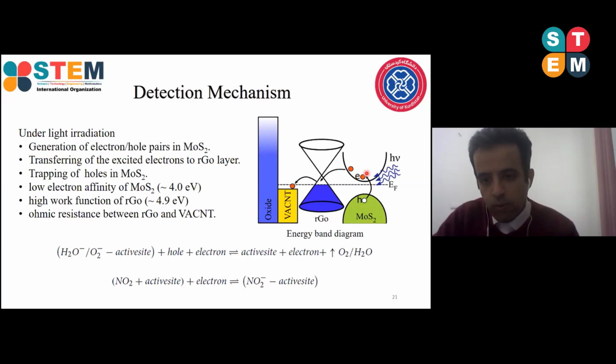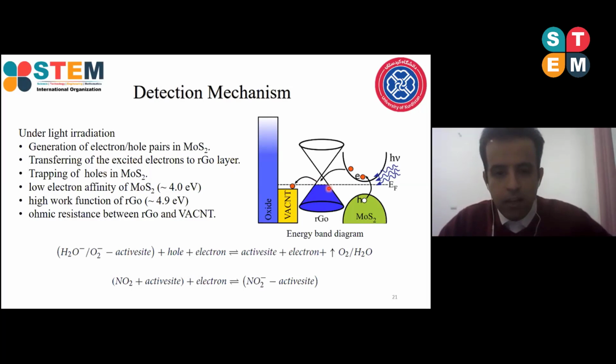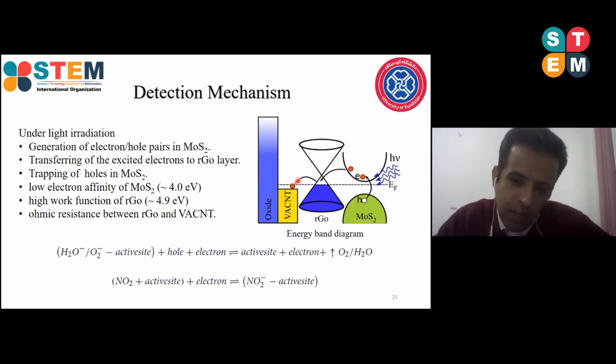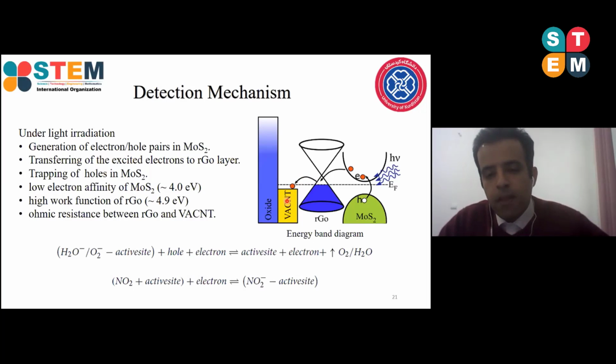So when an electron-hole pair is generated in the molybdenum disulfide, the electron can transfer into the RGO layer, and the lower work function of the carbon nanotube lets electrons easily go to the contacts, be extracted from the sensor, and be used in the circuit.